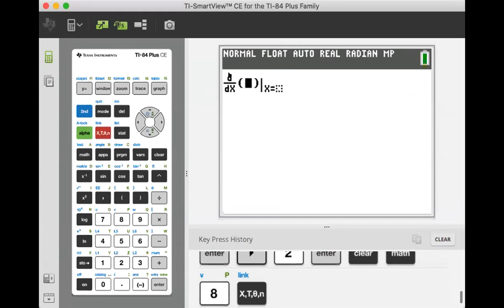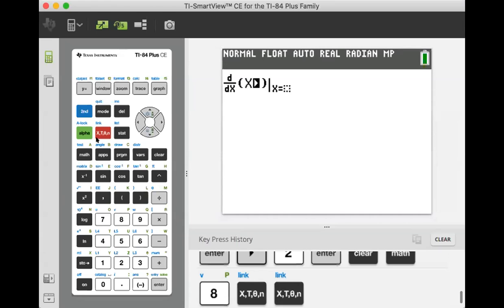This d over dx means I'm taking the derivative with respect to x. Inside the parentheses, I need my equation. So we're going to find the derivative of what we just did using the equation that we just did. So inside the parentheses here, I'm going to put in my original equation, which was x cubed.